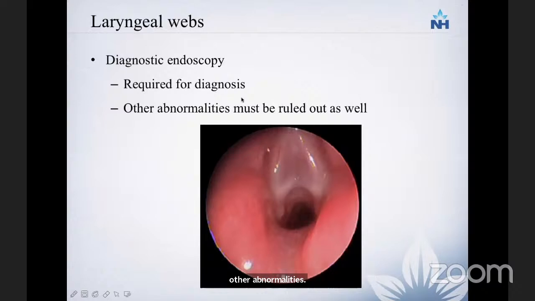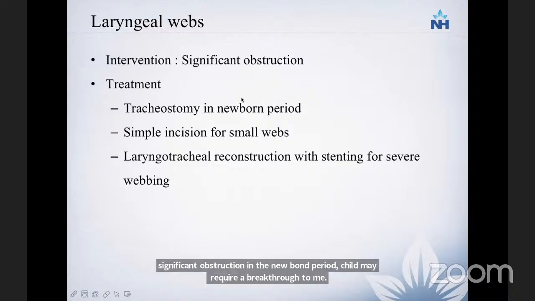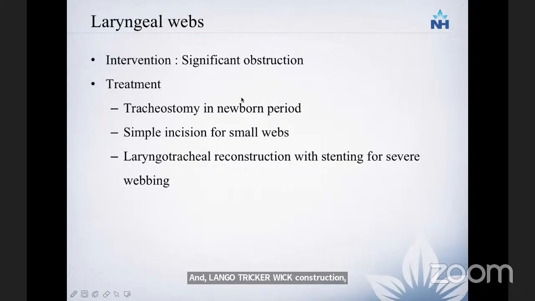If the laryngeal web is not causing much obstruction, around grade 1 or grade 2, I mean around 35 to 50% of obstruction, we can wait, or small interventions like laser can be used to relieve the obstruction. But if there is a significant obstruction in the newborn period, the child may require a tracheostomy. And laryngotracheal reconstruction can be done if there is severe stenosis or severe webbing.